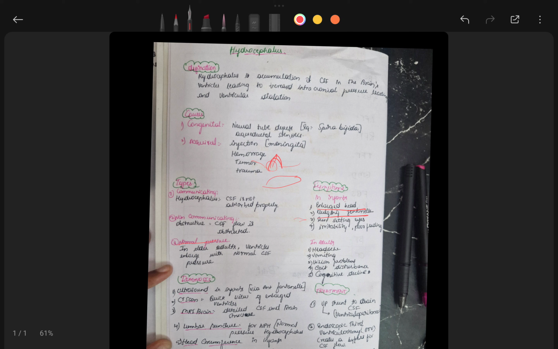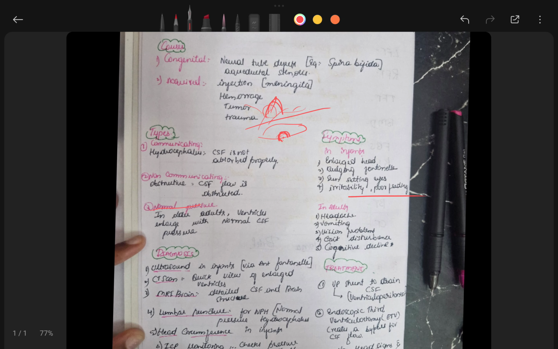Sunsetting means the pupil and everything will come down, so the eye appears like this. This is sunsetting eyes seen in infants with hydrocephalus, and you can see irritability or poor feeding in the children. In adults, headache, vomiting, then vision problems, gait disturbance and cognitive decline. All these are the symptoms in adults with hydrocephalus.